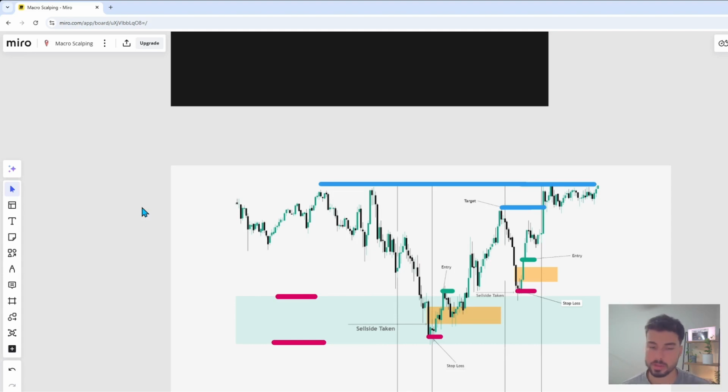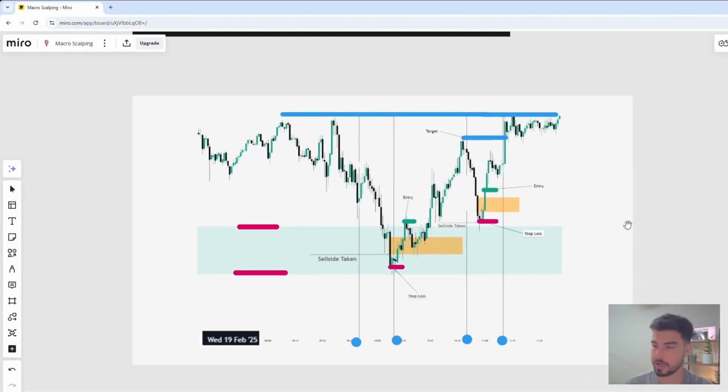Do not just hop into a trade just because it's a macro. You still need to have liquidity to target. You still need to have an inversion fair value gap. You still need to have everything else there that makes this a valid trade. So please don't go and watch this video and say, okay, cool, I'm going to jump into a trade just because it's a macro. Oh, I don't have any liquidity, but I'm just going to jump in. No. That's not how this video should be applied.